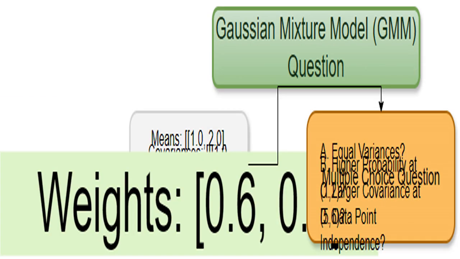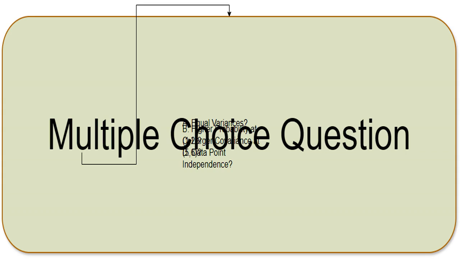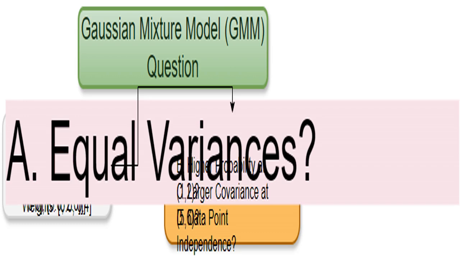These show how likely it is that a data point belongs to each cluster. The first cluster, at 1, 2, has a 60% chance of containing a random data point, while the second cluster, at 5, 6, has a 40% chance. You need to use the information from the means, covariances and weights to determine which statements are true. This asks if the two clusters have the same spread, covariance. Looking at the covariances, I see they are different, so this is false.